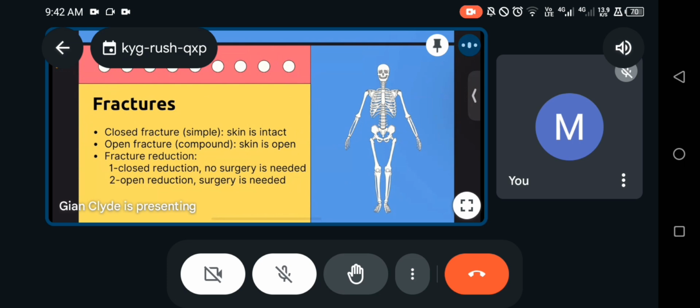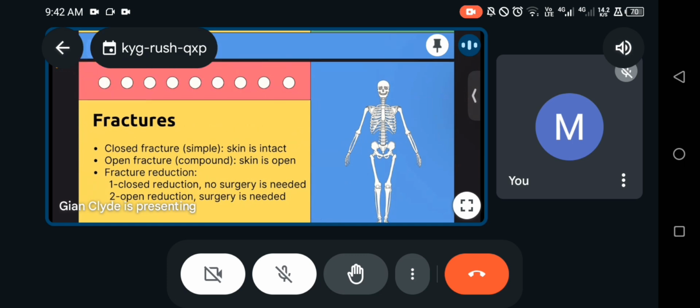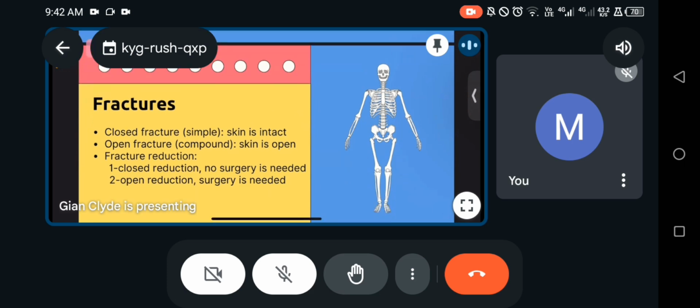While in the open or compound fracture, as shown by Ma'am Caitlin during the discussion, the skin is open already, or lumabas yung buto outside the skin. So in the fracture reduction, we have the closed and the open. In the closed, there's no surgery needed. While in the open reduction, kailangan ng sementohin yung buto or lagyan ng bakal para magamit pa natin yung damaged bone or yung broken bone.